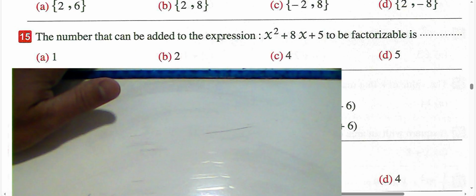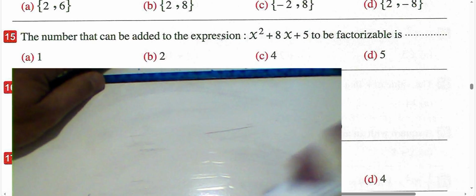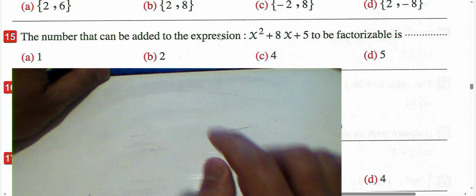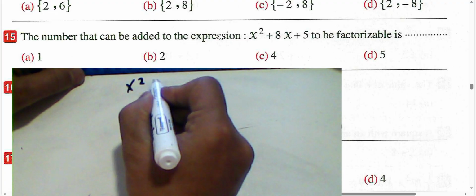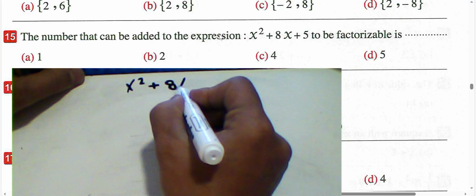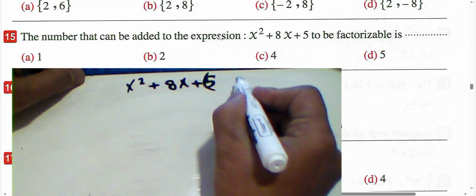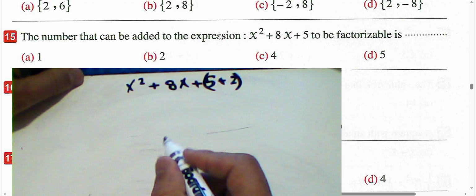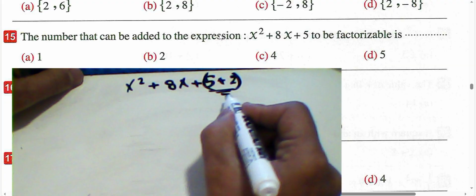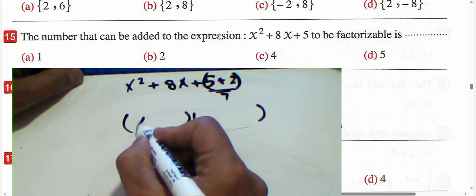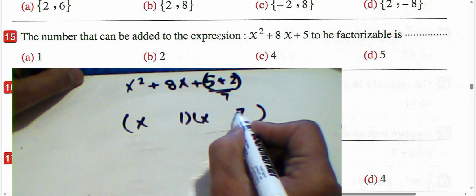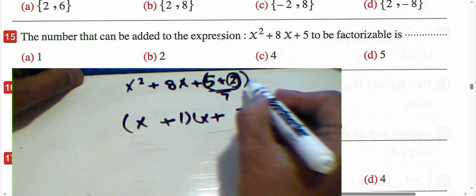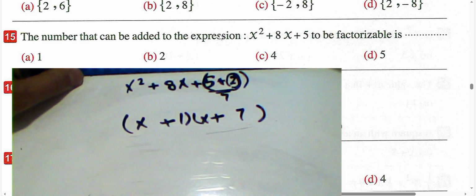Next question. Find the number that can be added to the expression to make it factorizable. Who can tell me? We have x power 2 plus 8x plus 5. What is the number we add to 5 to be able to factorize? We can write 2, letter B, to factorize. This number will be 7. Put it here: x times x for x power 2, 1 multiplied by 7 equals 7, and the sum between them equals 8. The number we will add will be 2. Okay, choose letter B.